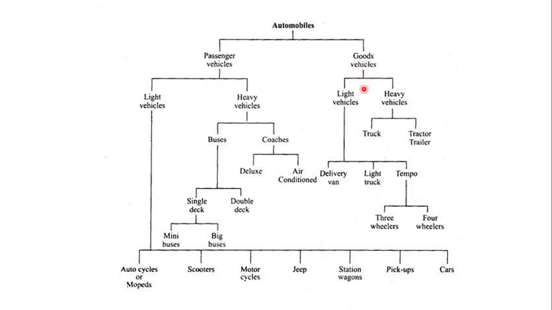Next, goods vehicles are light vehicles and heavy vehicles. Light vehicles are delivery van, light truck, tempo. Tempos are 3-wheelers or 4-wheelers. Next, heavy vehicles. Heavy vehicles are trucks, tractors, trailers.